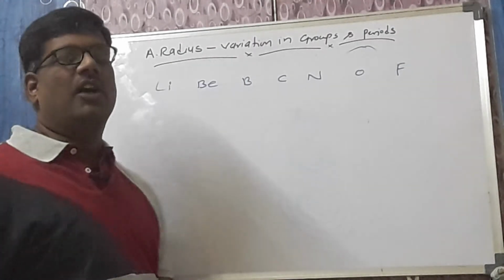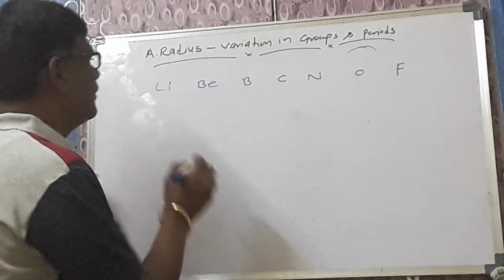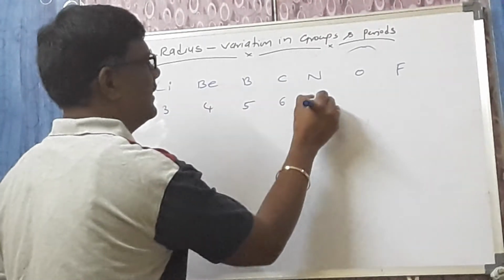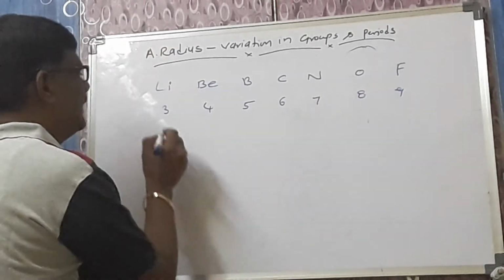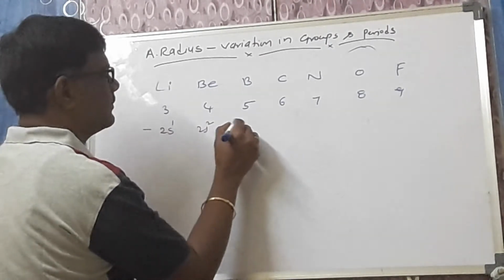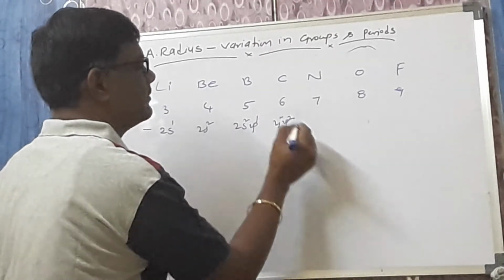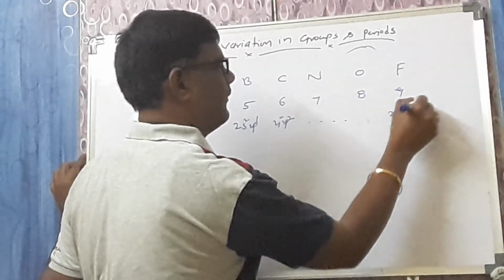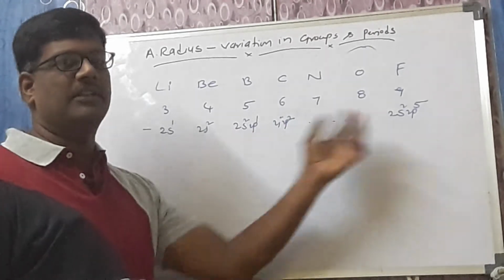So, in a period, how do we have to move? We have to move from left to right. Look at here, atomic number 3, 4, 5, 6, 7, 8, 9. Atomic number is increasing by 1 unit. Valency electronic configuration: 2s1, 2s2, 2s2 2p1, 2s2 2p2, so on. 2s2 2p3, 2s2 2p4, finally 2s2 2p5.